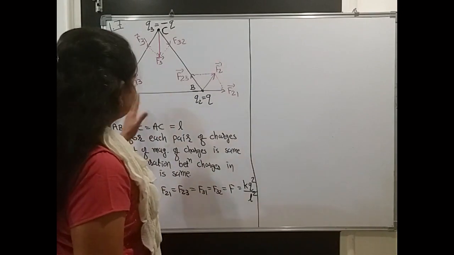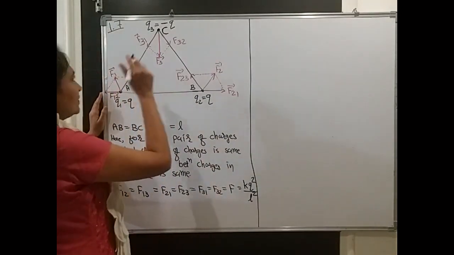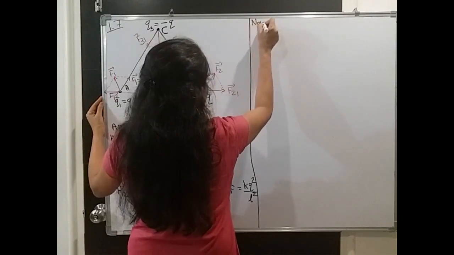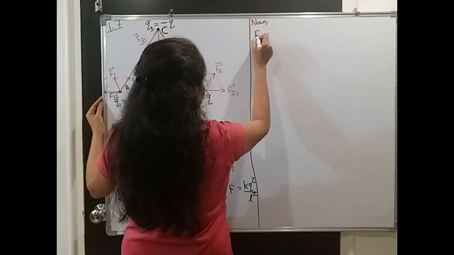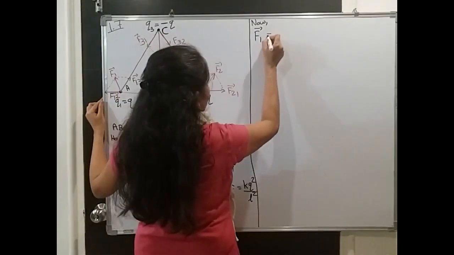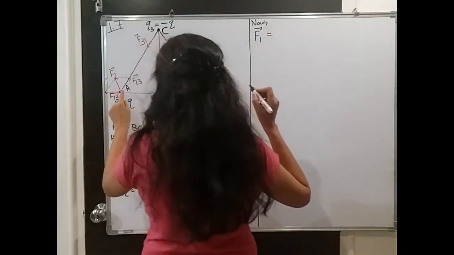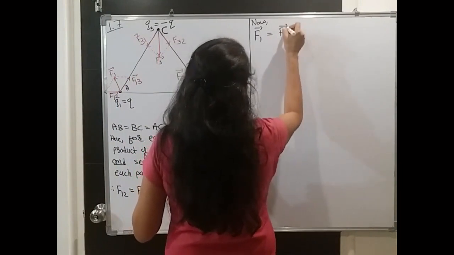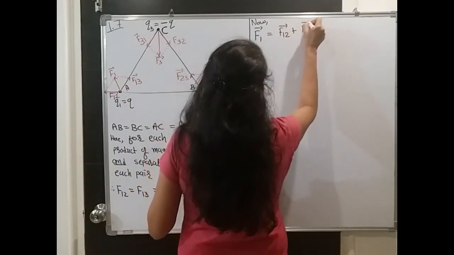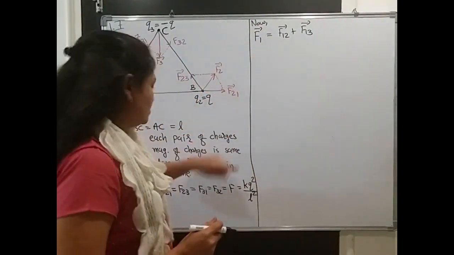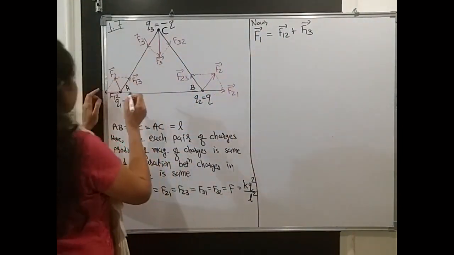Okay, now let us find the net force. For that, first of all, I will think for vector F1, that means the net force acting on 1. Who is producing force on 1? 2 and 3. So force on 1 by 2 plus force on 1 by 3, according to the principle of superposition. Okay, now let us check.